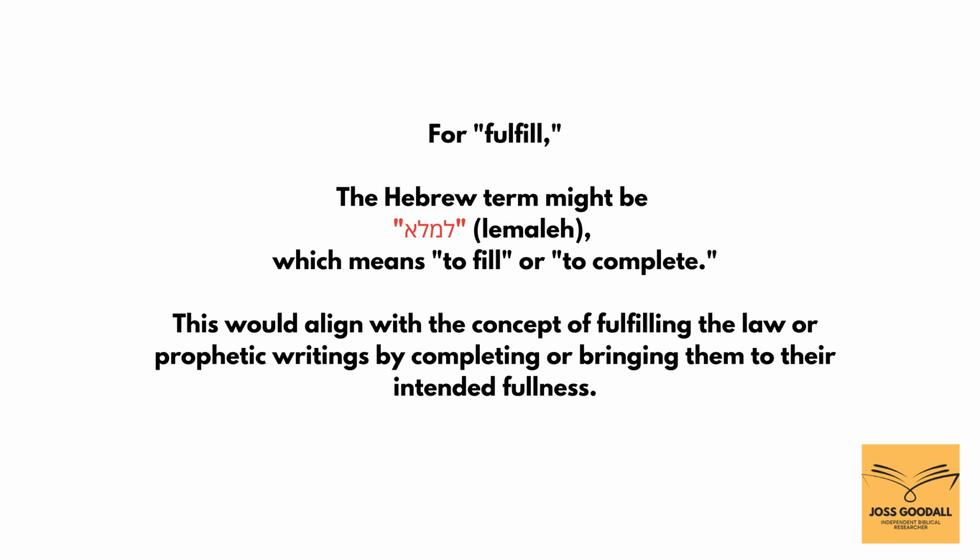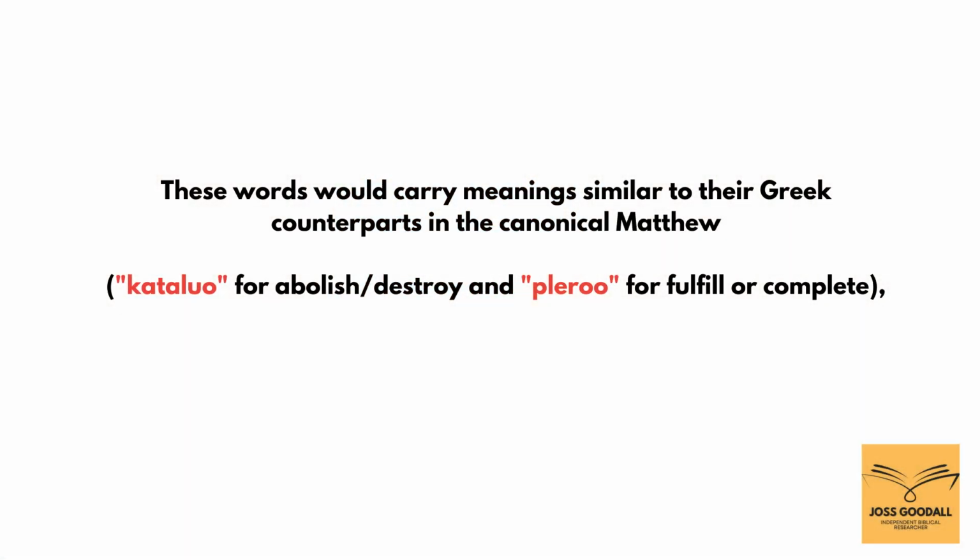And for fulfill, again, it meant to fill or to complete. Now, this would align with the concept of fulfilling the law or the prophetic writings by completing or bringing them to their intended fullness. And of course, these words would carry similar meanings in Greek. In the canonical Matthew, which we know and read in English, the Greek was to abolish or destroy, and the Greek word for fulfill, plerou, was to complete. But you can see that in the Hebrew, we get this more complete understanding of what was meant by that.